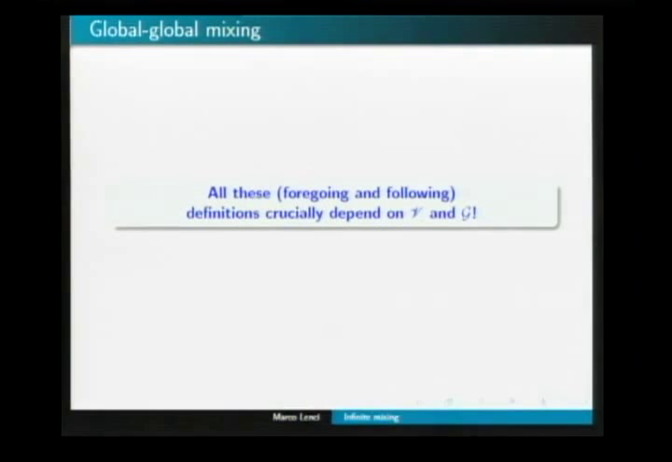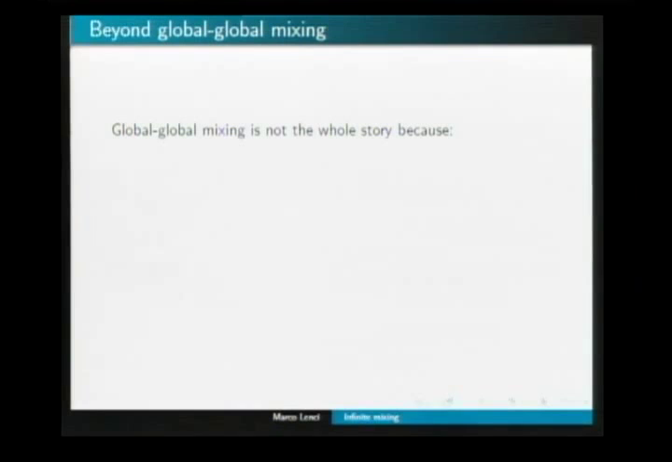Okay, but beyond global-global mixing, I call these two definitions global-global mixing because they are about the coupling of two global observables. Well, there are some shortcomings in the global-global mixing because, first of all, global-global mixing absolutely does not see any finite measure phenomenon. For instance, you could have a system which is not even ergodic because there is a finite measure invariant set, and then global-global mixing doesn't even see it because when you do an infinite volume average of a global observable, you wash out everything that is local.